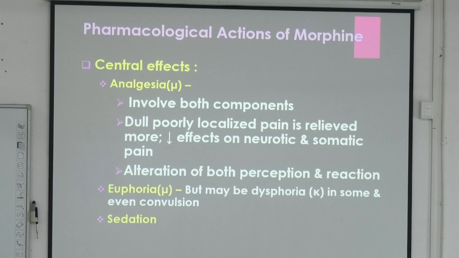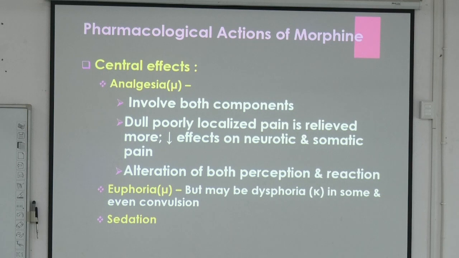Now, what are the different actions of morphine? It has central actions and peripheral actions. What are the central actions? First of all, the most important action is analgesia. It acts mainly through mu opioid receptors, but it also acts through kappa and delta receptors. Kappa receptor does not cause euphoria, it causes dysphoria; kappa receptor is associated with dysphoria.